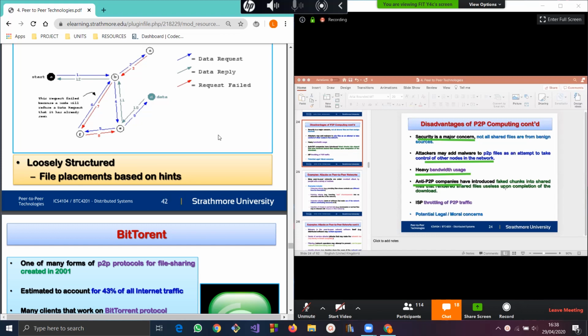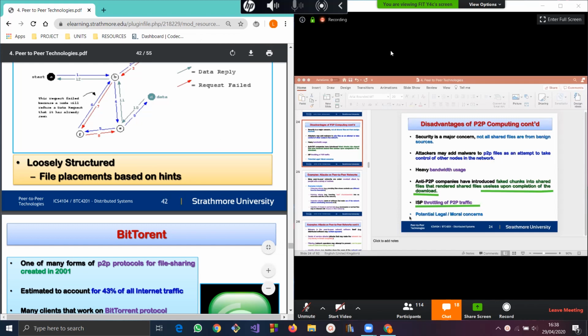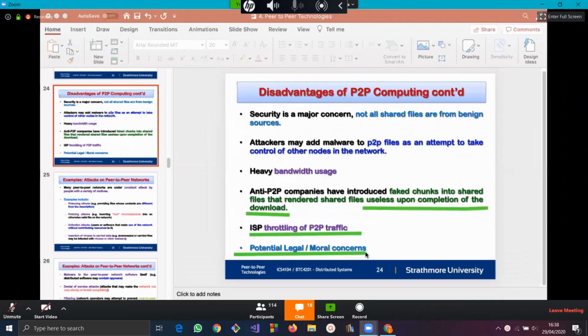They might also use fake junk sometimes on the shared files, so they corrupt some of the files and they become useless. Or they download all the traffic, to ensure that they affect the whole process.